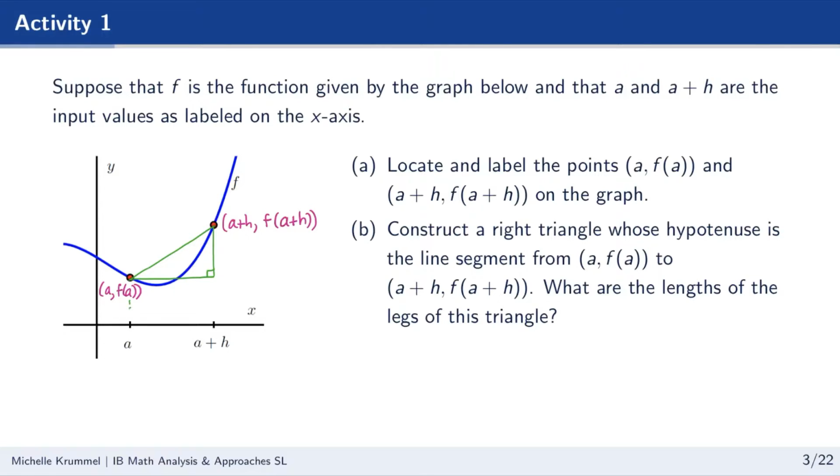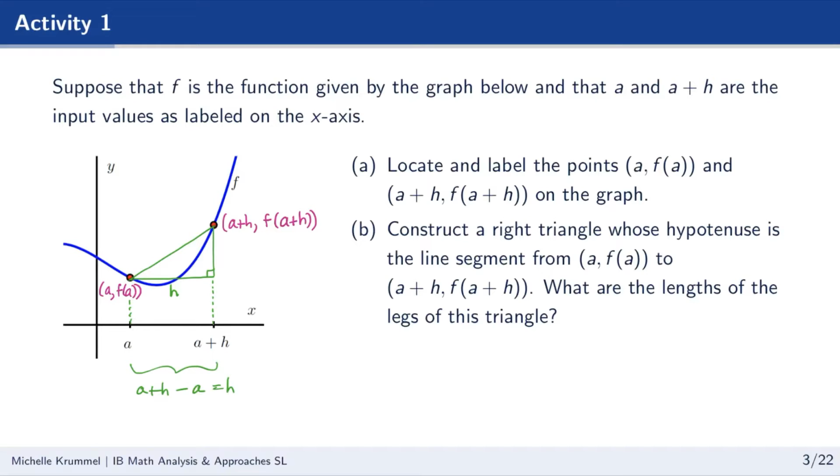So the long leg at the bottom, let's think about this. What is the length of that long leg? Well, it's just the distance between a and a plus h. What's the distance between a and a plus h? To get horizontal distance, you just do the right value minus the left value. So that distance is a plus h minus a, which is just equal to h. Okay, so that leg of the triangle there has a length of h.